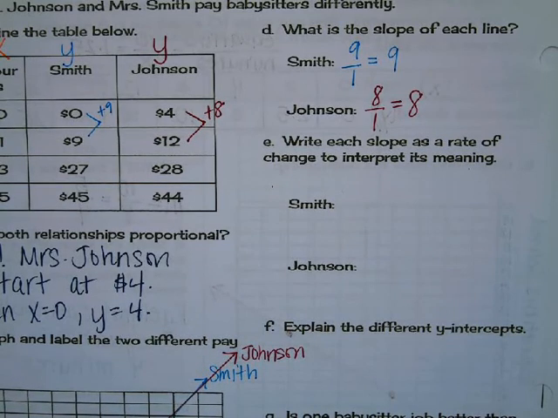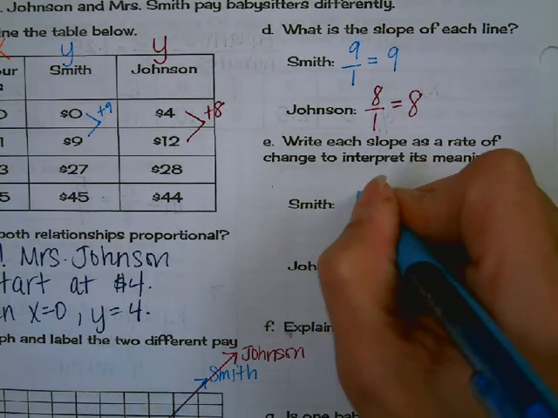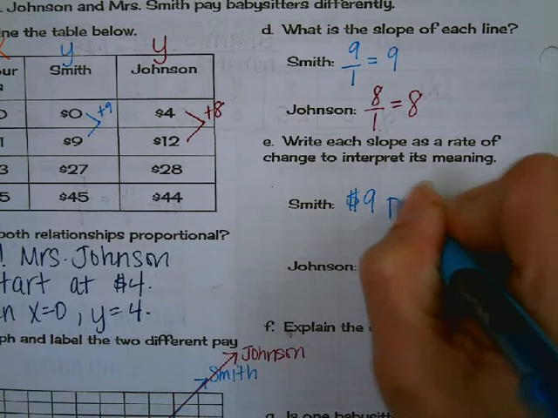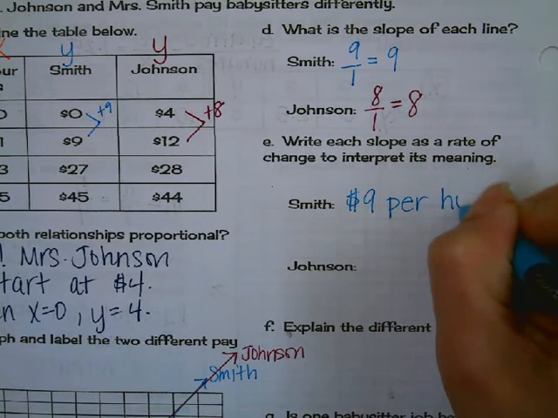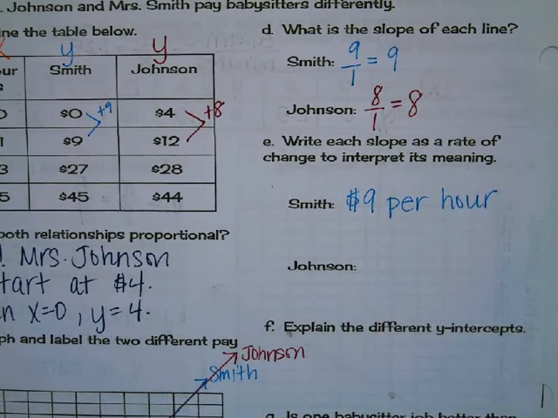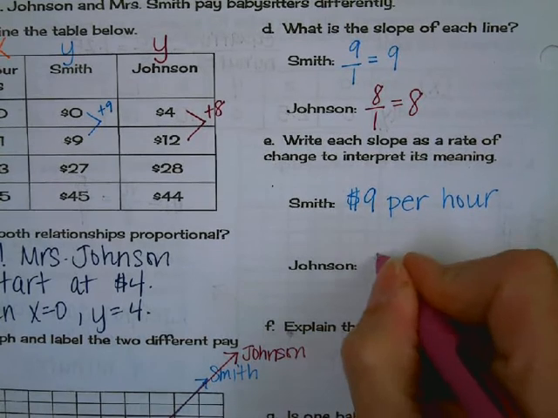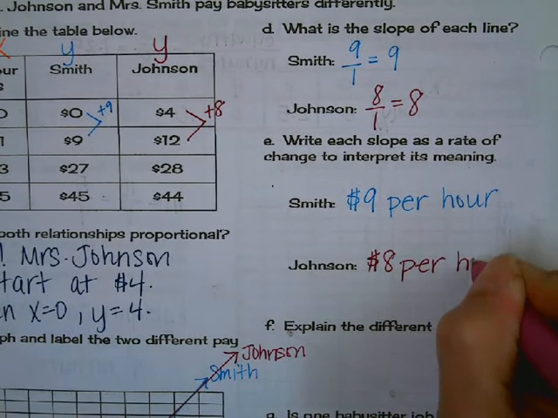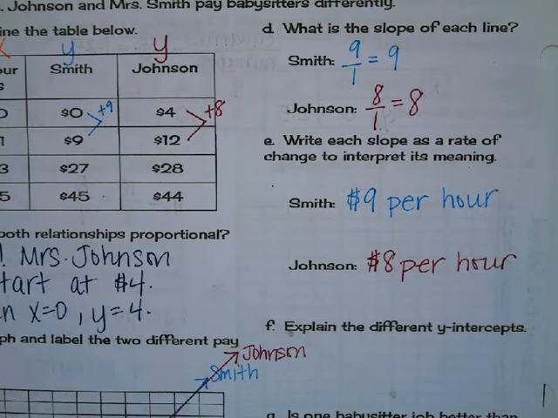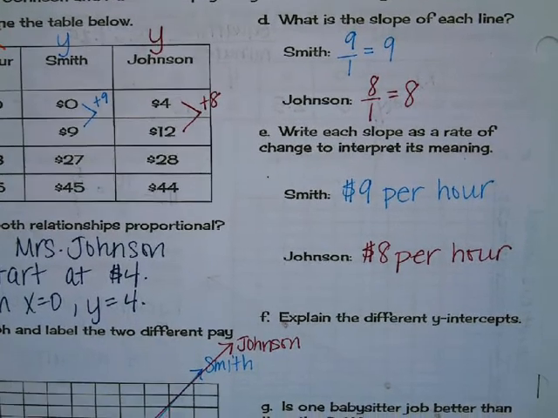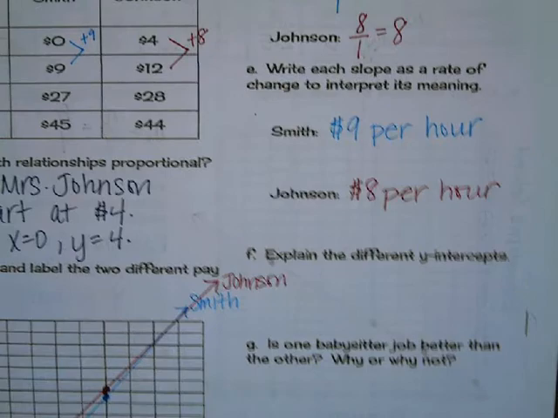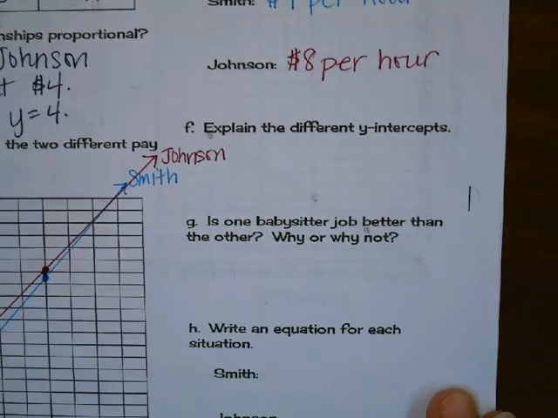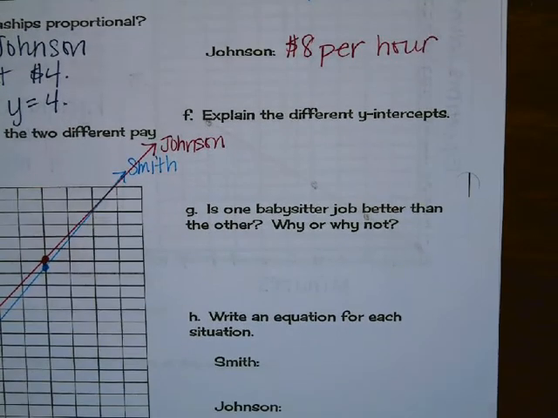What does it mean? Well, if I look and see what my y and my x values represented, y was the amount that I pay a babysitter, or Mrs. Johnson pays a babysitter, and I know that my x represents my hours. So in my case, it means that I pay a babysitter $9 per hour. However, Miss Johnson pays a babysitter $8 per hour.